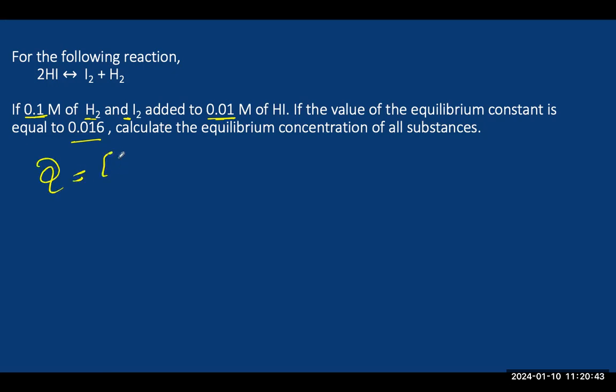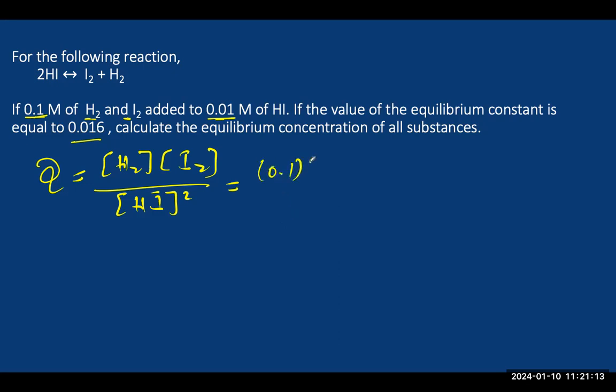So we'll find the value for Q, which is H2 times I2 over HI squared. You can't go for the ICE table directly, because for the ICE table, you need to decide which one will be a negative change, which one will be a positive change. That's why we need to start with the Q. But if you're given at least one substance with an equilibrium concentration, from this one you can find the change and apply it for the other substances.